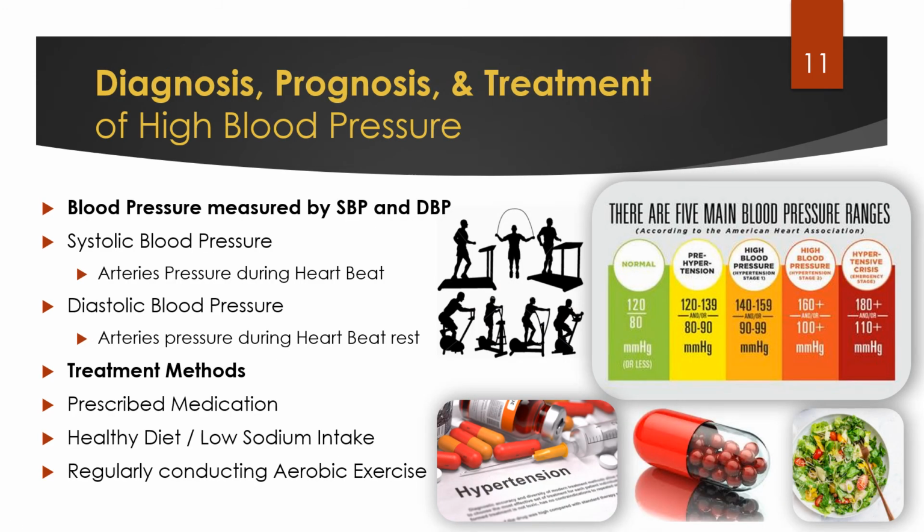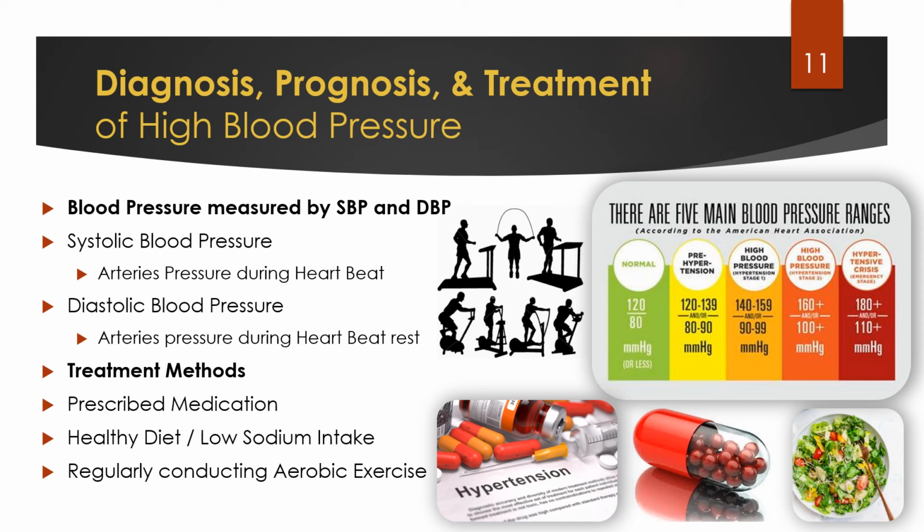Diagnosing high blood pressure requires you to take blood pressure measurements with 2 numbers. The first number, which is the SBP, measures the pressure in your arteries when your heart beats. The second number, which is based on your DBP, measures the pressure in your arteries when your heart rests between beats. If the measurement reads 120 SBP and 80 DBP, you would say 120 over 80. The following chart here indicates the 5 levels of blood pressure ranging from normal to hypertensive crisis.